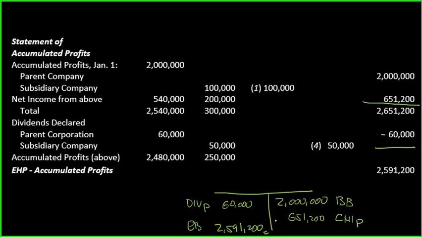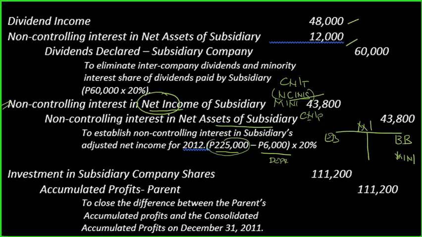The purpose of this journal entry is to adjust the retained earnings of the parent, okay, by the unrecorded share or net increase in the subsidiaries net assets. Okay po? So, ayun.